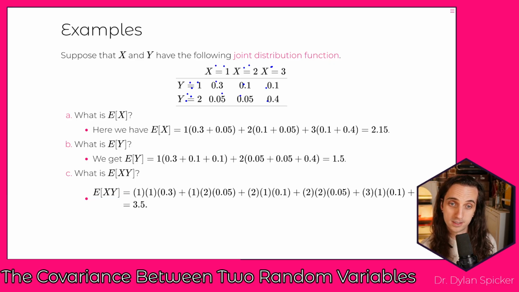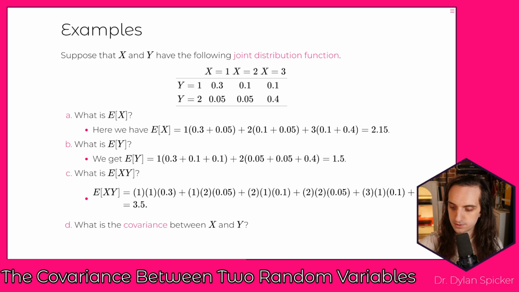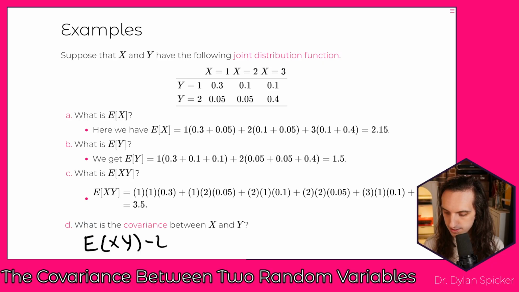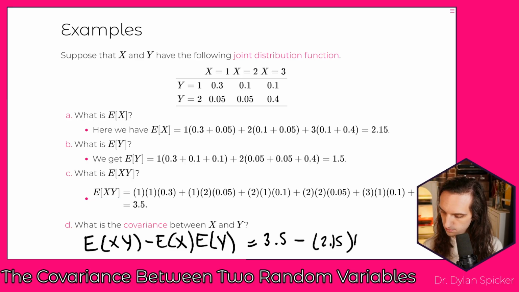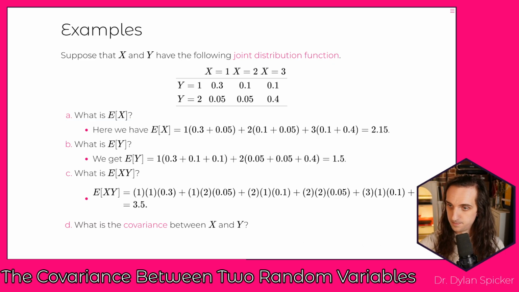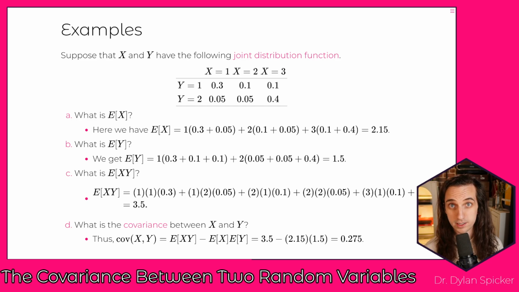Right? So now we have the expected value of x times y, the expected value of x, and the expected value of y. And so naturally, we want to find what is the covariance here, right? Where we've broken this down into each of the individual parts, because the covariance is going to be given to us by the expected value of x times y minus the expected value of x times the expected value of y. And so in our case here, just using the results from A, B, and C, we get 3.5 minus expected value of x, which is 2.15, times 1.5. And so then working that out will give us our covariance here. Okay. And so if we calculate that, we get a covariance of 0.275.